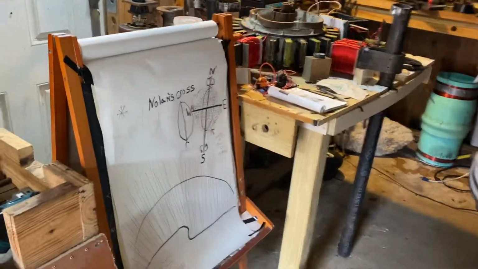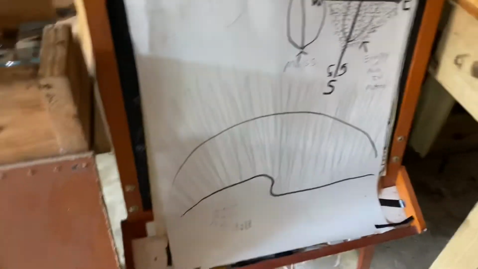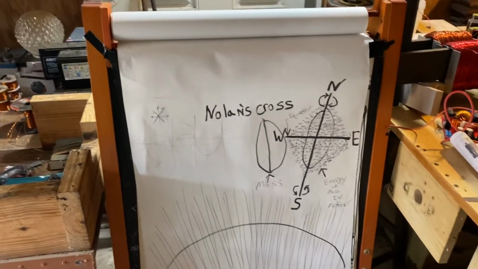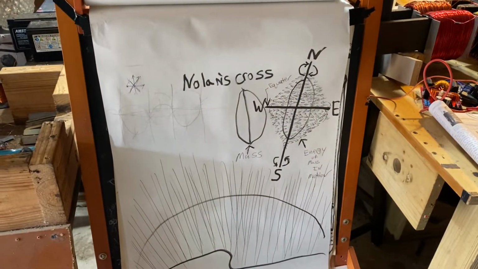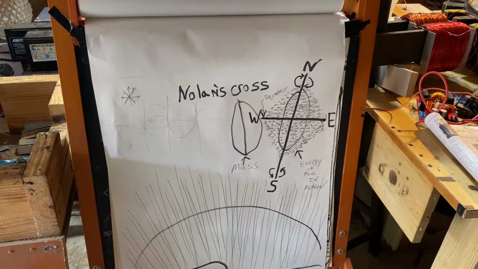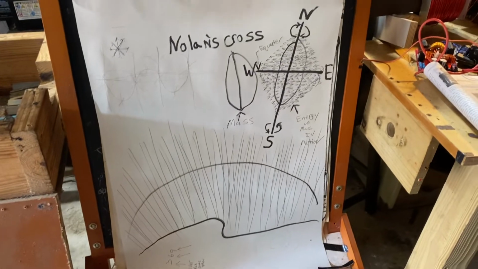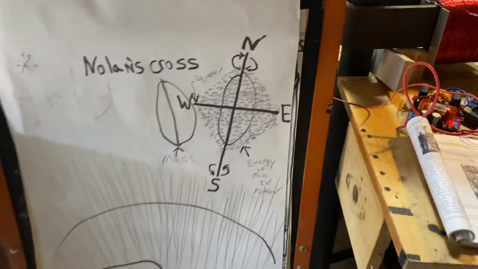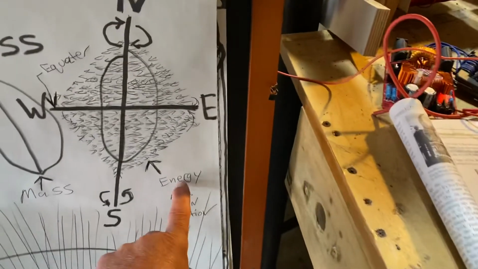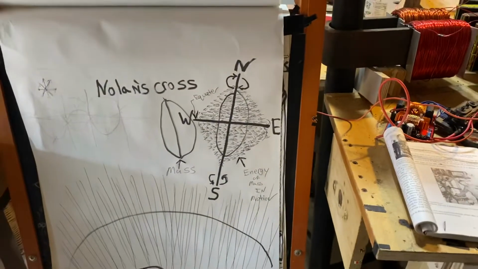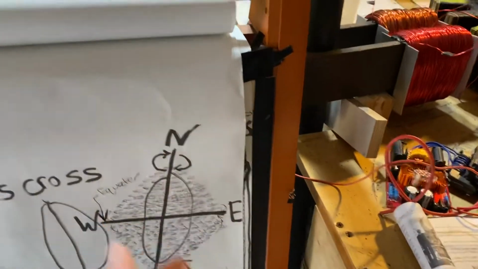Something I didn't mention last night, you may have seen this drawing on the back of what I was describing. This was something that came to me, and I want to explain it real quick. Energy of mass in motion. It's an energy planet. This is the Earth.